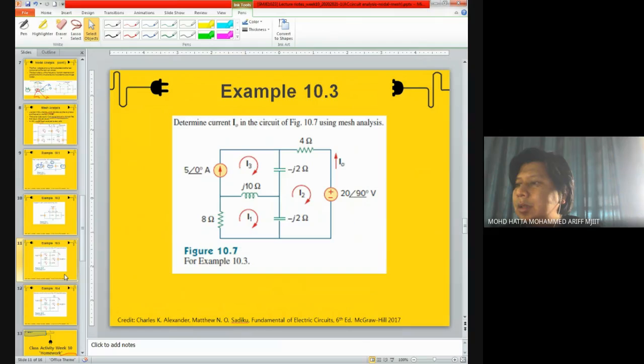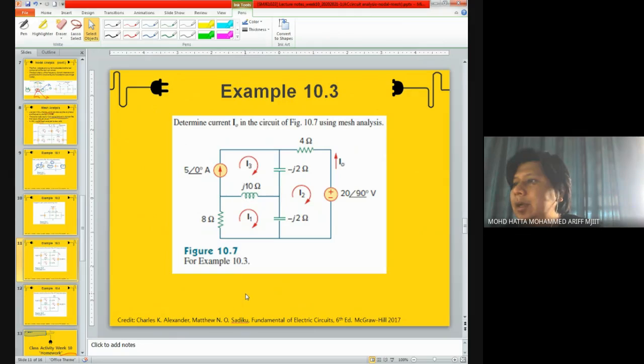All right, we move into our next example. All right. Example 10.4. I need to change this figure back because this is not for example 10.4. But anyway, we are in example 10.3.